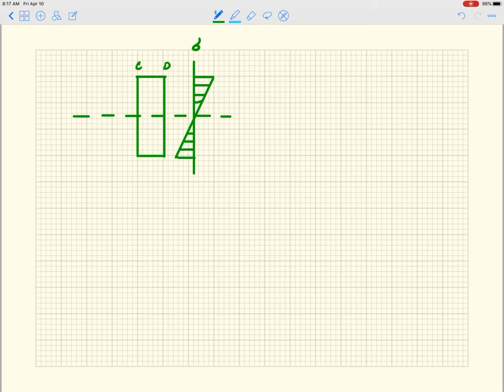Like that. So I'm going to call this sigma D. It's actually sigma XX, but it's on the D face. And so this guy here is M sub D times Y over I. You guys already know that, right? Okay, so then I can come over here and I can draw my stress distribution on the C face.